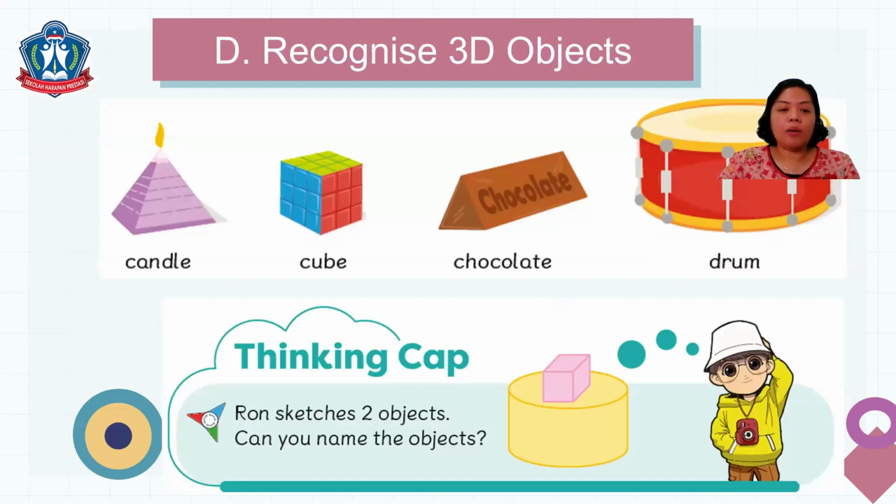Okay, now Ron sketches two objects. Take a look here. Can you name the objects? Yes, the first one on the top is a cuboid, the purple color. And the one on the bottom, the big one, is a cylinder. So these two objects are a cuboid and a cylinder.